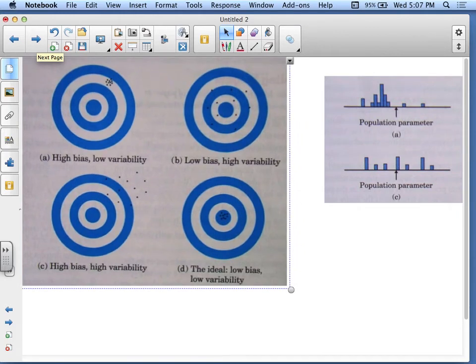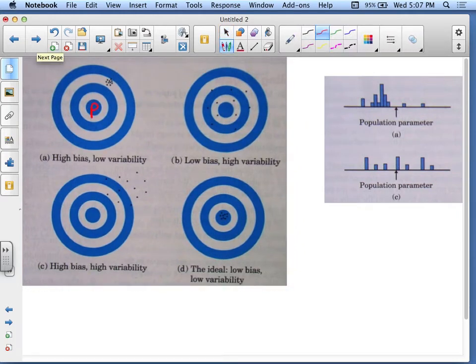All right? Notice, this is my true parameter right there, whatever that may be. Now, these dots are further away, but they're clumped together. So this is low variability because they're clumped together. This one is high variability because it's spread out. This one down here in C is high variability. Again, they're spread out. I don't know if you can see the dots very well. They're spread out all over the place. And then this one is low variability because the dots are right here in the middle.